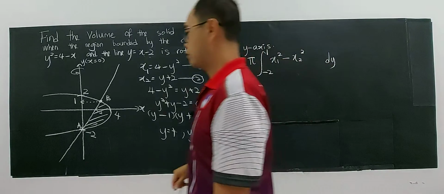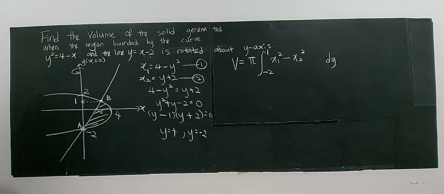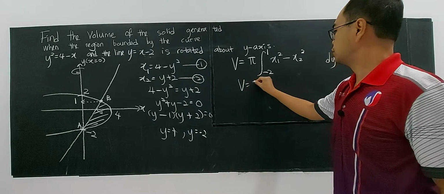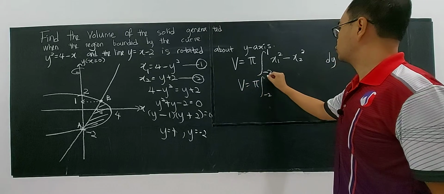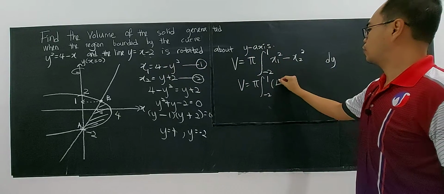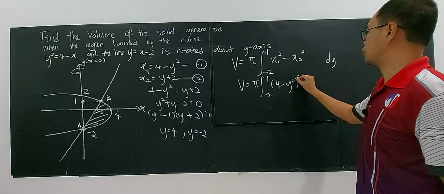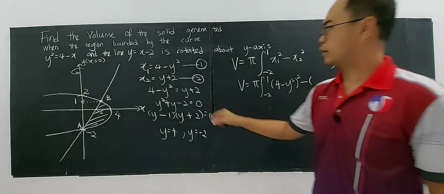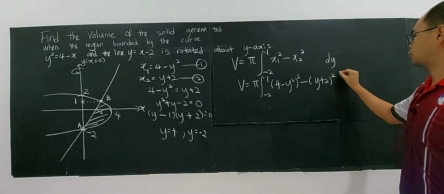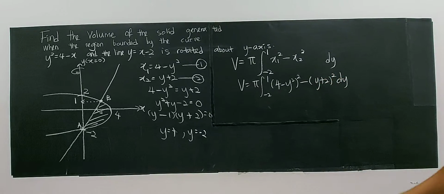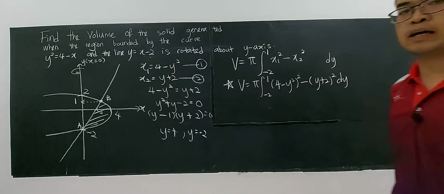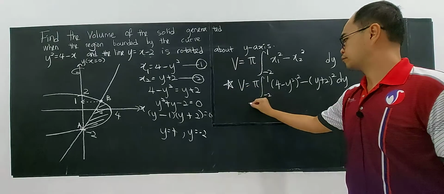So now I'm going to evaluate this by putting the function: pi, negative 2 to 1, x1 squared, so 4 minus y squared, all squared, minus x2 squared, x2 is y plus 2, squared, dy. As usual, the most important thing here is that you're able to define the volume by looking at the diagram.